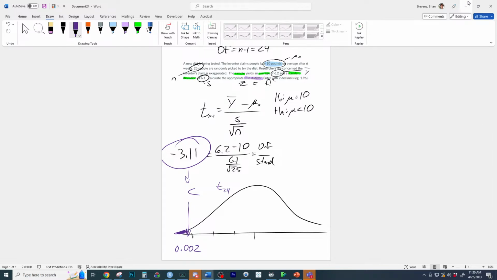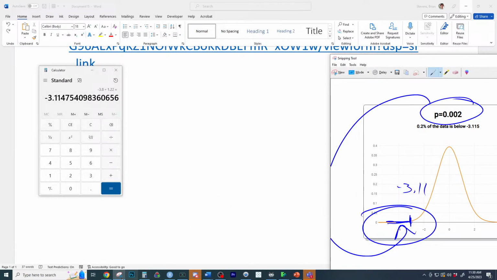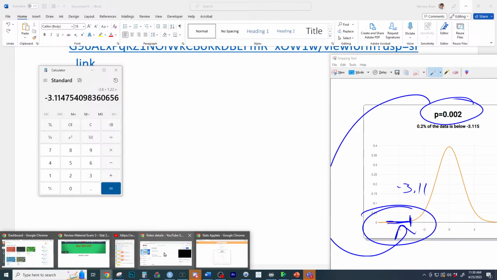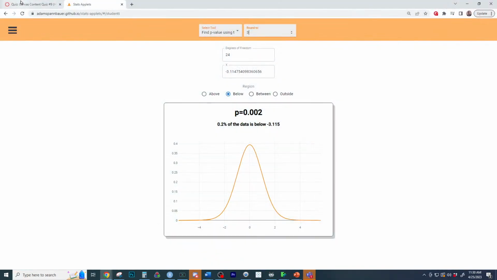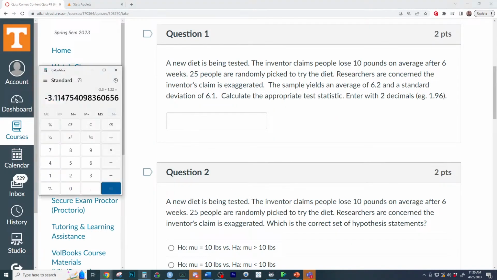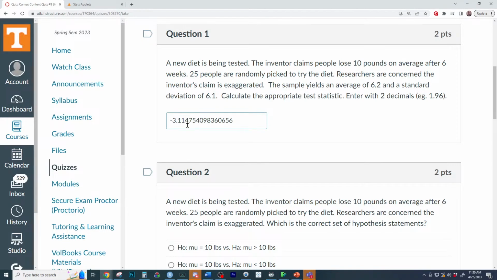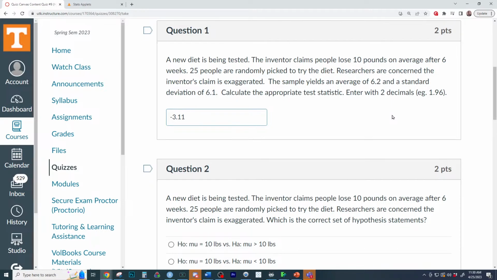So this would be reject the null at any reasonable alpha level. We have evidence of a difference, or we have evidence that they are not meeting the claim, that they're exaggerating it. So all they wanted was the t-statistic, but we actually did the full hypothesis test and rejected the null. Entered to 2 decimals, make sure to round.